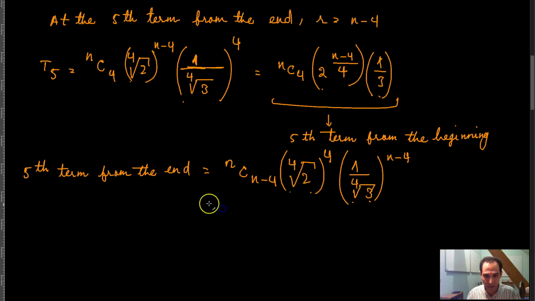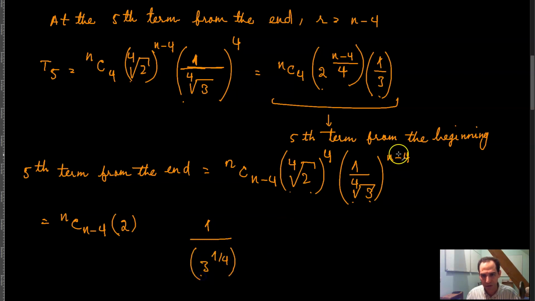so you can write this as n combination n minus 4, and 2 raised to the power 1/4 raised to the power 4 is equal to 2 raised to the power 1. So you can simply write 2, and then over here you have 1 over the fourth root of 3. 1 raised to the power n minus 4 is just simply 1, and the fourth root of 3 is 3 raised to the power 1/4, and raise that to the power n minus 4, which would be the same thing as 1 over 3 raised to the power n minus 4 divided by 4, right?